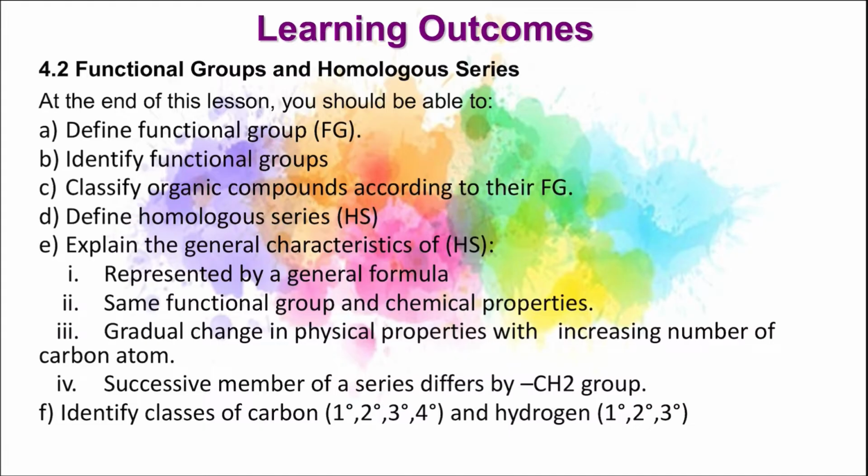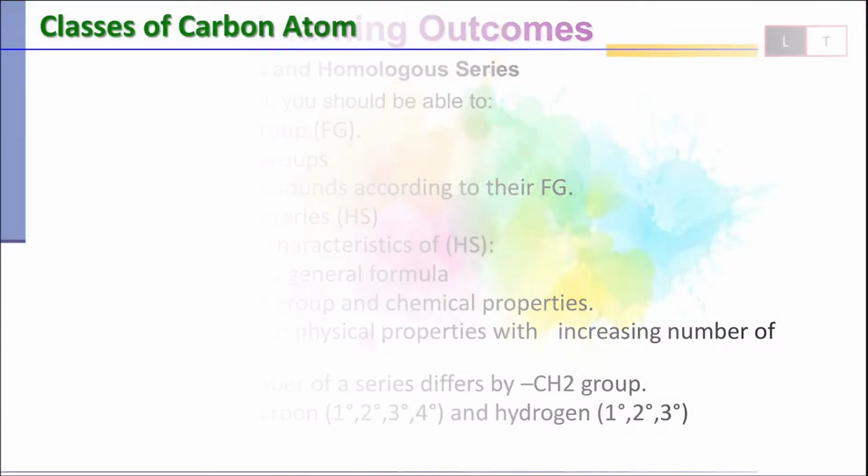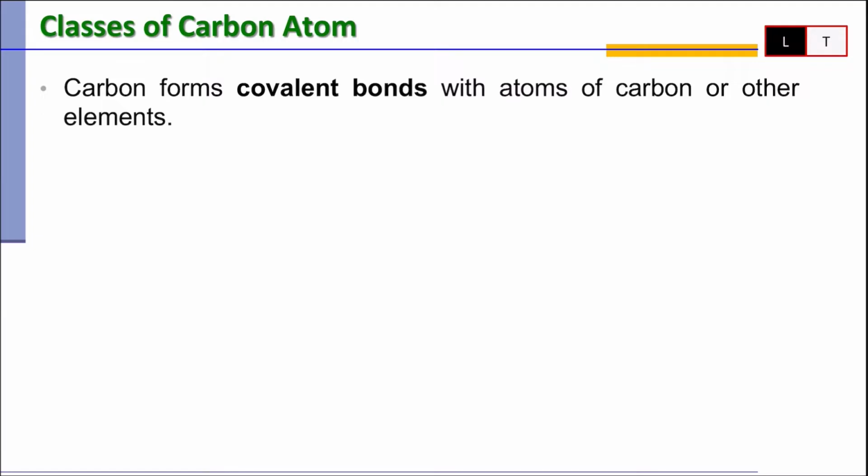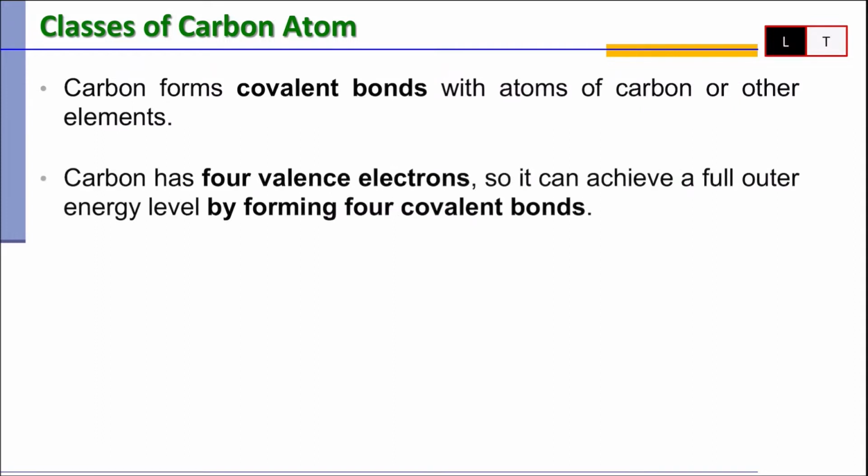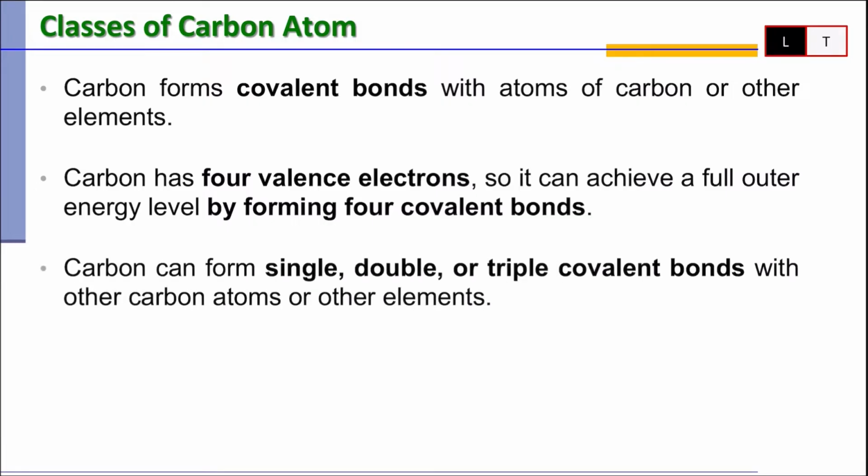So mari kita mulakan the first part of the video, how to determine the classes of carbon atoms. So carbon atoms, as we know that it can form covalent bonds with atoms of carbon or other elements. Carbon atoms, it has 4 valence electrons, so you can understand it can form 4 covalent bonds due to its 4 valence electrons. However, that covalent bonds can be in a form of single bond, double bond or triple bonds.